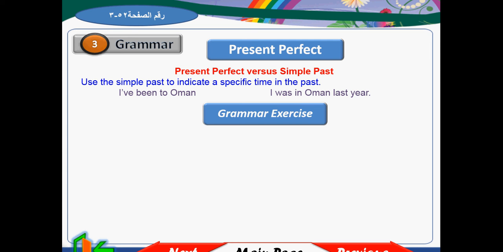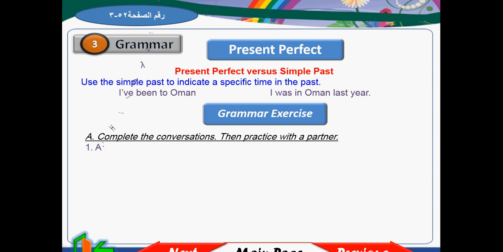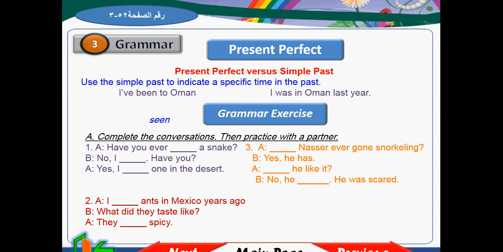Okay, let's look at some exercises. We are going to do some exercises on this tense. Complete exercise A, complete the conversations, then practice with a partner. Look at conversation number 1, and we have spaces in this conversation, and we have conversation 2, conversation 3.